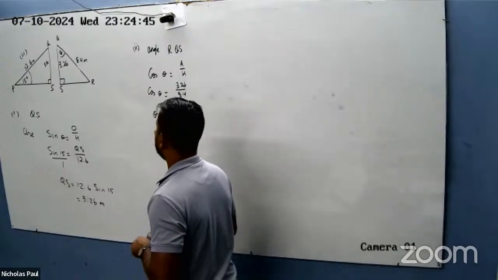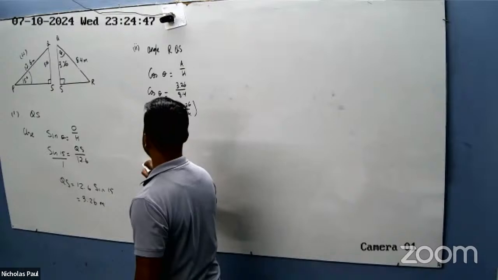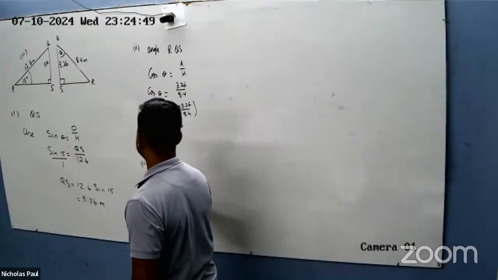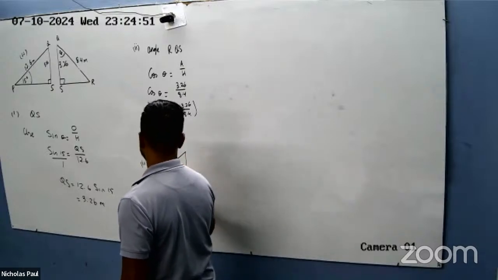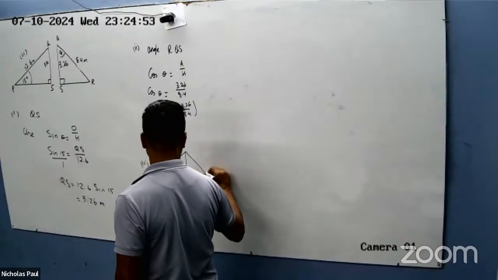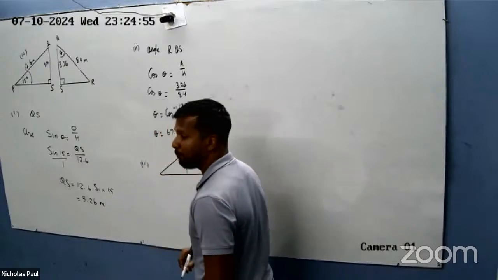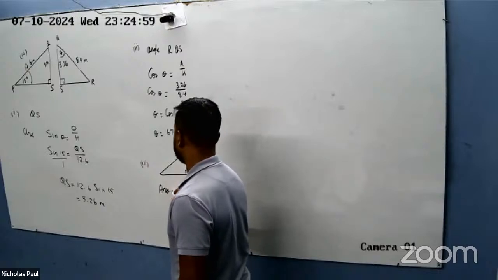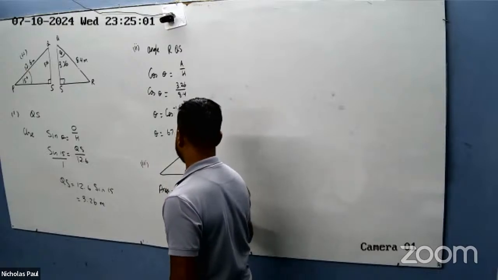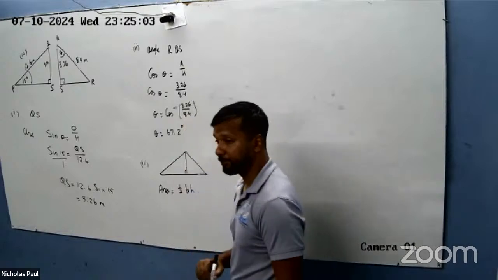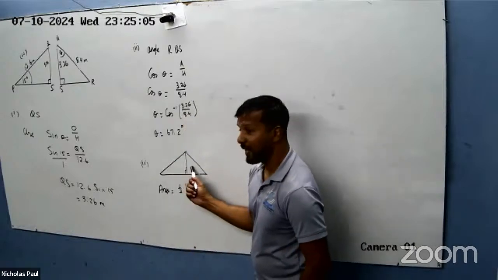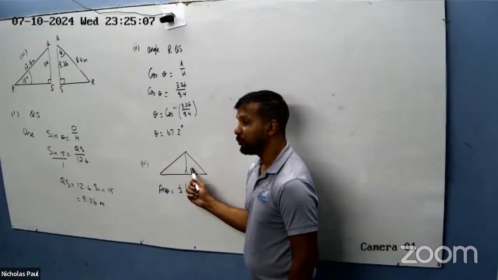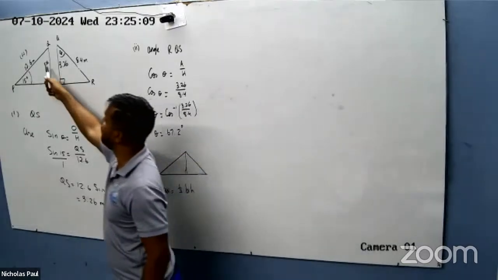Last part, we have a little problem with the last part. They want the area of the whole shape. Same formula applies, right? To find the area, half base by height. Do we have the height? Nathan, do we have the height? Yep.